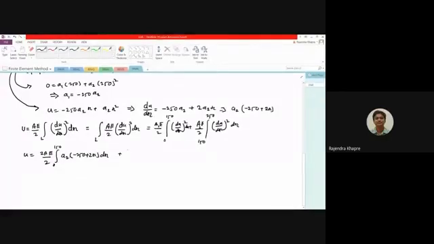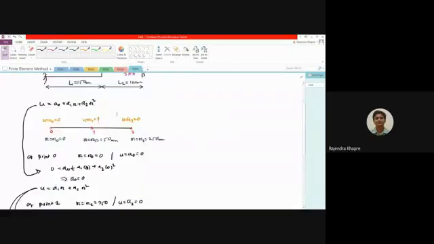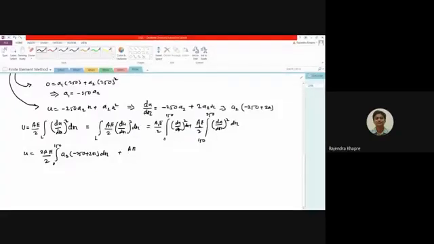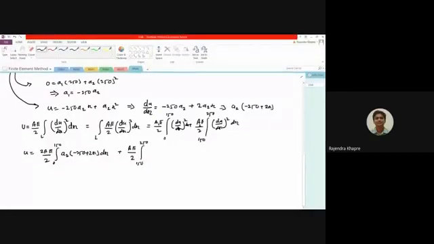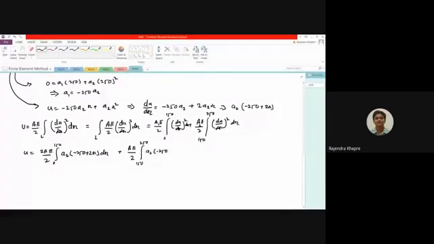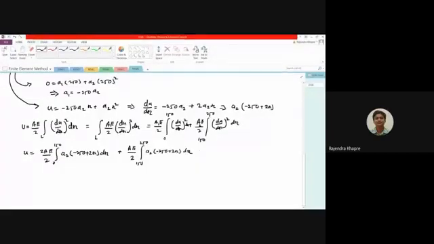Then your A2 is the area of the second element, and it is given in terms of A as simple A. So here you will have A, E will be constant, divided by 2, integration. Now this will be from 150 to 250 millimeters, and the expression inside the integration will remain the same, that is A2 into minus 250 plus 2 times x over dx.